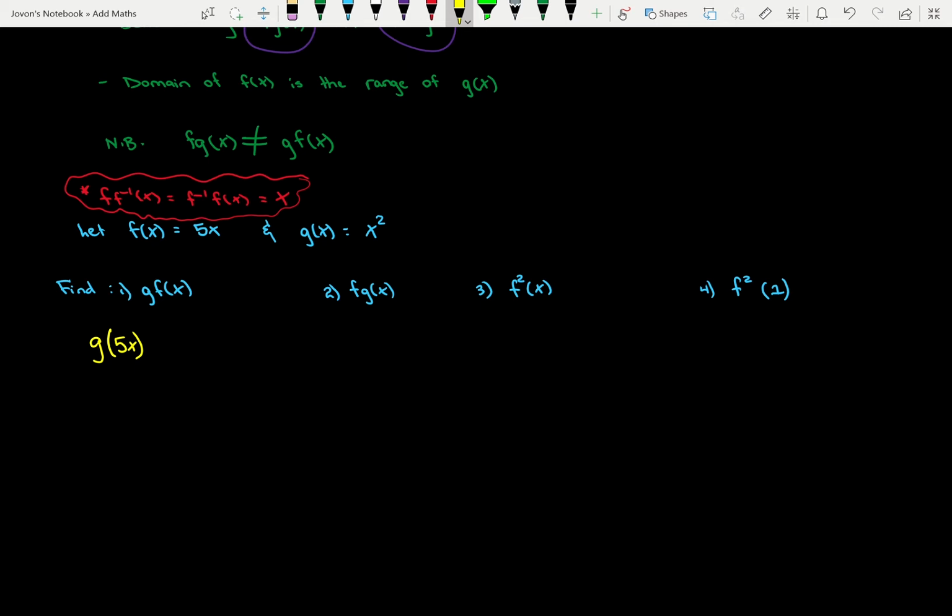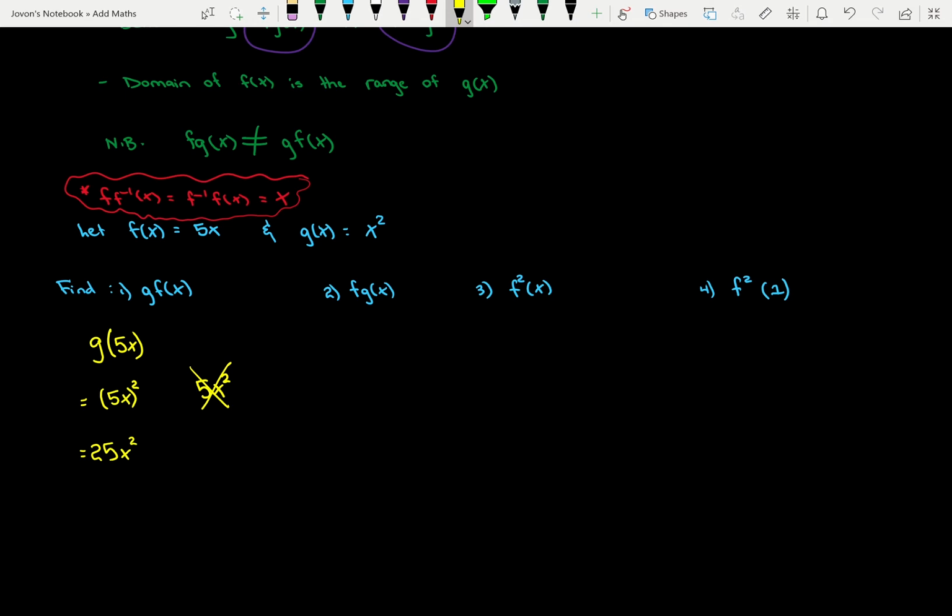So we want to find g of 5x, where g of x is equal to x squared. Wherever we see x, we're going to replace it by 5x. So this would therefore be equal to 5x all squared. Remember it is the entire 5x being squared. A common mistake is to write 5x squared and say that is g f of x, but that is wrong. This would be equal to 25x squared. So this is g f of x.